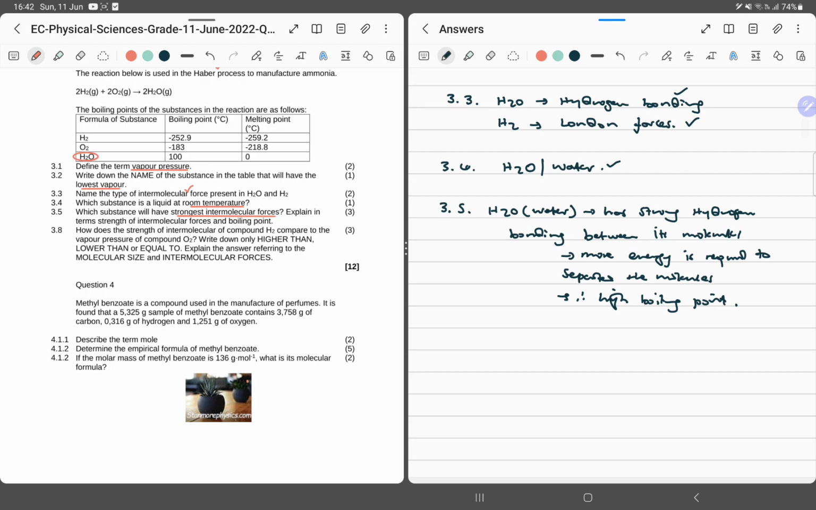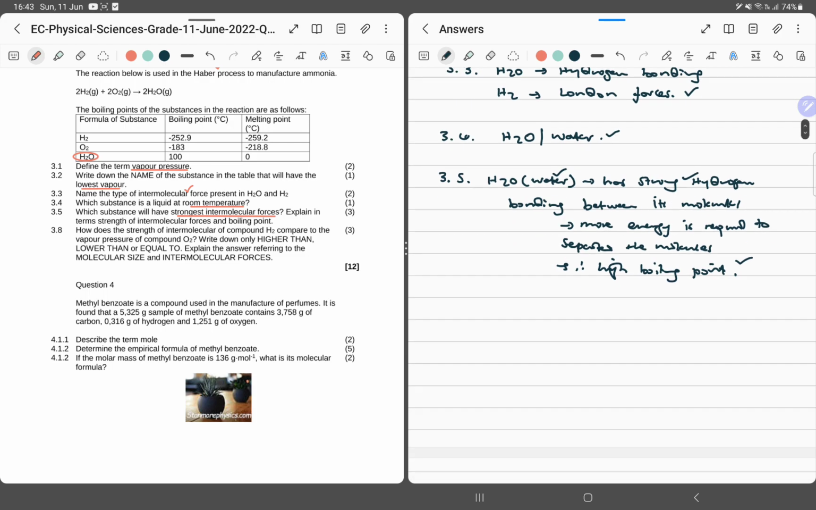So obviously always try to answer as completely as possible. But in any case, it will be water. We've identified why. And then they said we must mention the bond type and the strength, of course, that is the one. And the boiling point, of course, we've said it and we explained why that boiling point is high. It's because of more energy needed to separate those molecules. So 3.6.